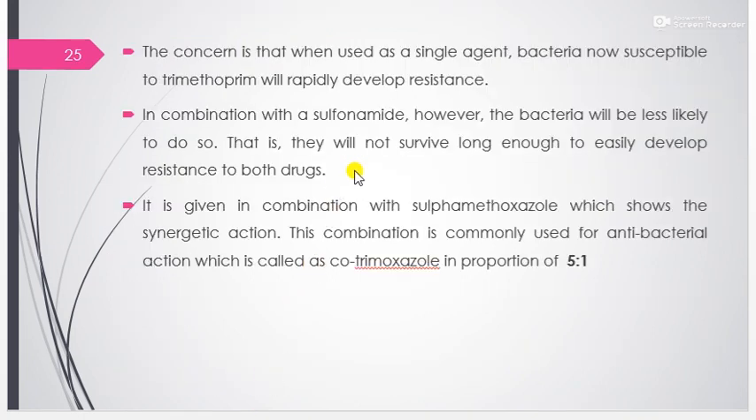The concern is that when it is used as a single agent, bacteria susceptible to trimethoprim will rapidly develop resistance. In combination with a sulfonamide, however, the bacteria will be less likely to do so. That is, they will not survive long enough to easily develop resistance to both drugs. It is given in combination with sulfamethoxazole, which shows synergistic action. This combination is commonly used for antibacterial action and is called cotrimoxazole, used in the proportion 5:1.